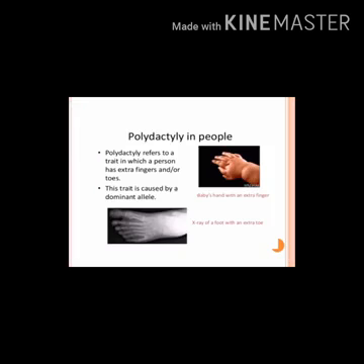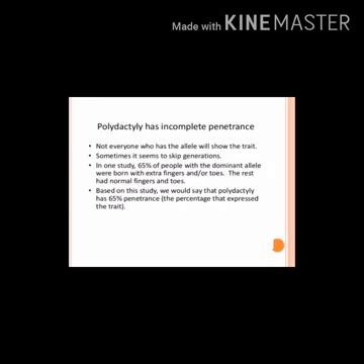For example, polydactyly. It refers to persons with extra toes or fingers, which is caused by a dominant allele. Suppose we examine 100 people having an allele for polydactyly, and it is found that only 65 persons were polydactylous. So penetrance would be 65%, and this polydactyly has incomplete penetrance.